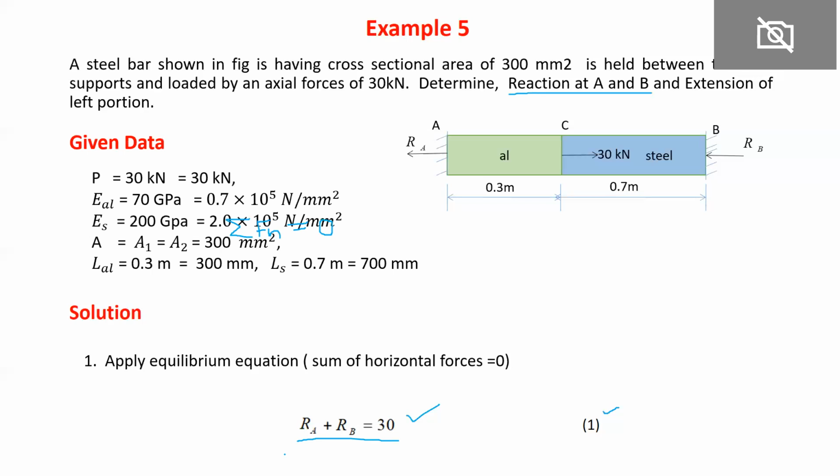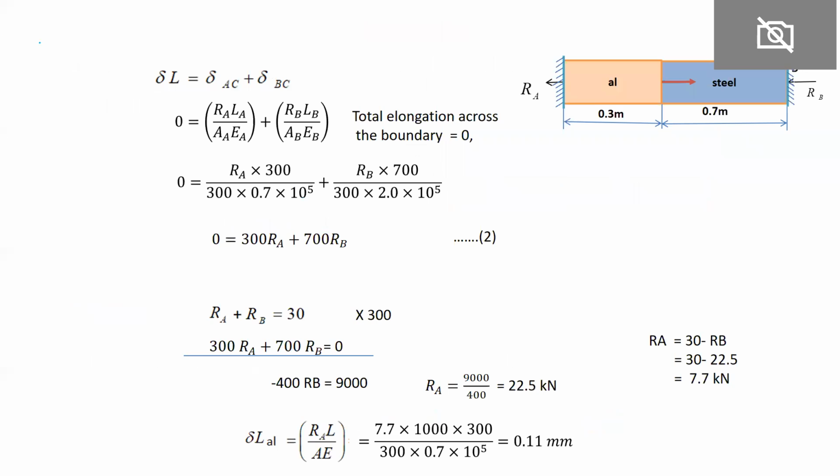Those conditions we have to use. Before solving, we have to write this in terms of the given data, which is already written. The second equation is the compatibility equation. Because this end is fixed and the other end is also fixed, due to the application of this load of 13 kilonewton, the reaction force is acting in this direction and the load is acting in this direction, which means this member is subjected to compressive load.